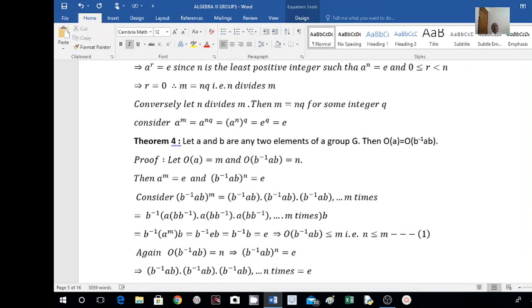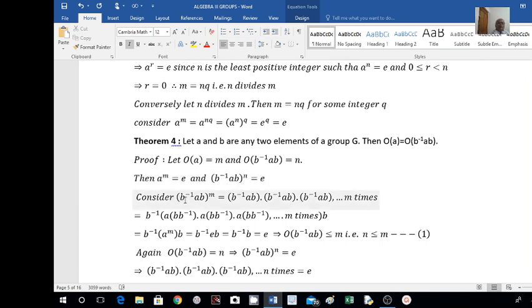Let a and b be any two elements of a group G. Then the order of a is equal to the order of b inverse ab. Again, let me consider the order of a equal to m and the order of the second element b inverse ab equal to n. Then the order of a equal to m means a to the power of m equal to e, and the order of b inverse ab equal to n means b inverse ab to the power of n is equal to e.